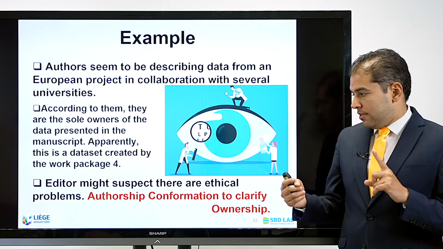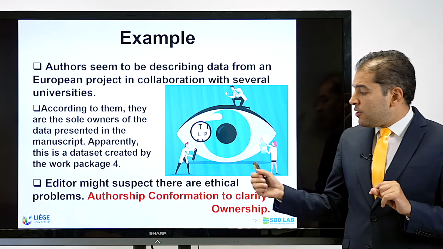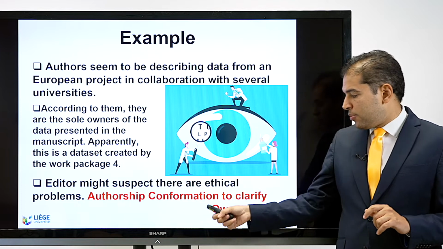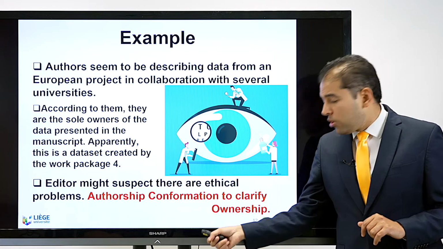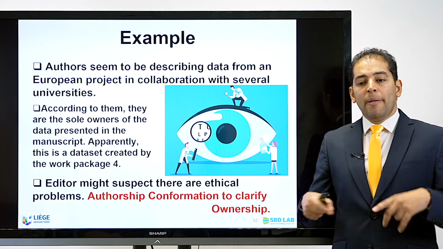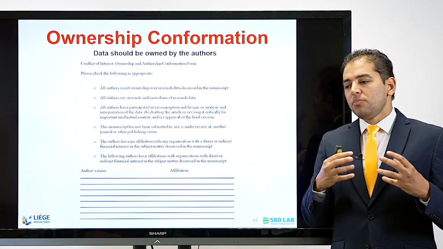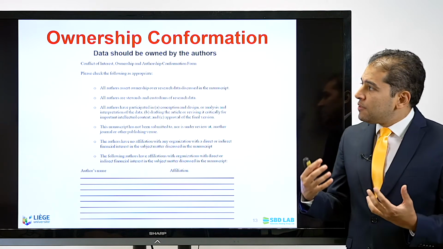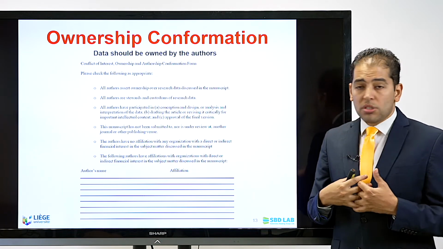Editors might feel suspicious and suspect there is an ethical problem, and they will ask whether the authorship confirmation is clear and the ownership confirmation is clear. Therefore, when you submit your data article in a journal, for example Data in Brief, I advise you to have a form called the ownership confirmation form.